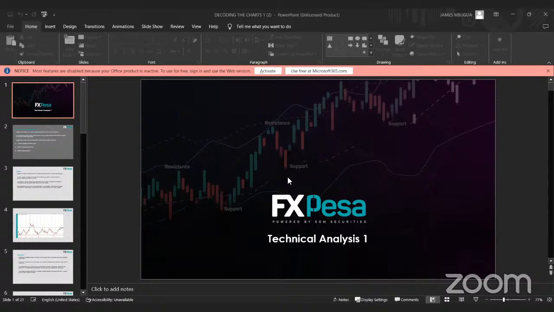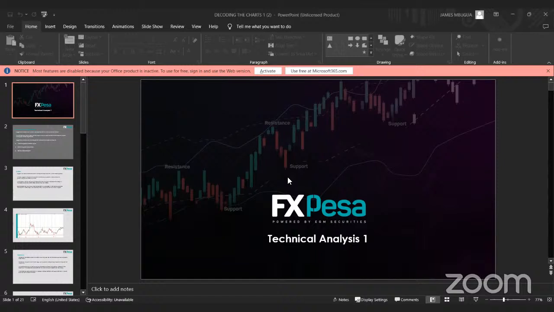Today we are going to learn about technical analysis 1, that is decoding the chart 1. When it comes to technical analysis, it is a trading discipline employed to evaluate investments and identify trading opportunities by analyzing trading activity, such as price movement and volume. There are three main principles or assumptions that we normally use.